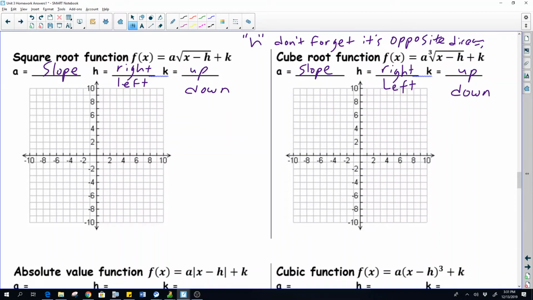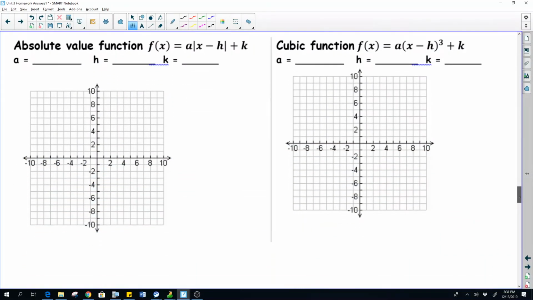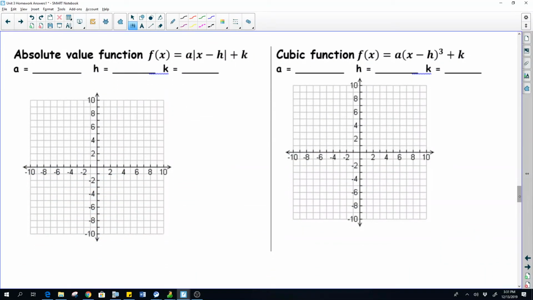Now we've already done enough of these that I'm not going to do any more examples, because I know you just love watching these videos. And so we've already gone through and done all those. So again, right, left, up or down, right, left, up or down, slope. Same kind of thing. You can just go back and watch my cubic, absolute, and all those things.